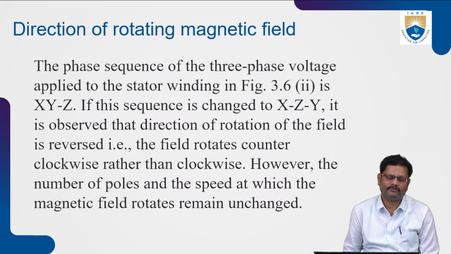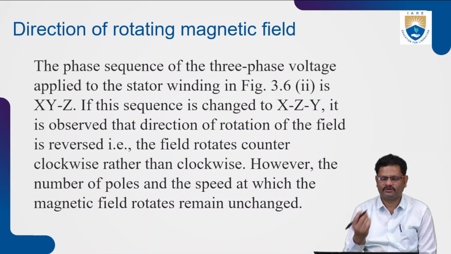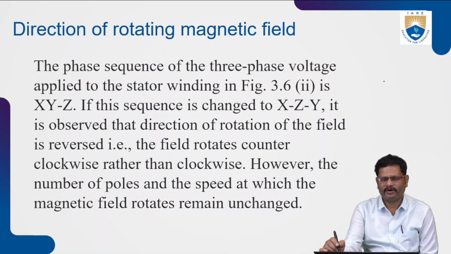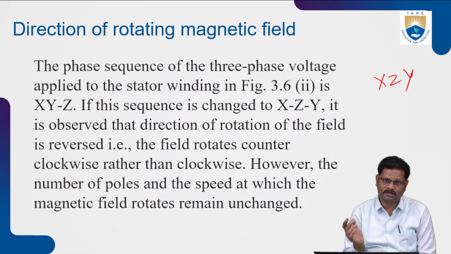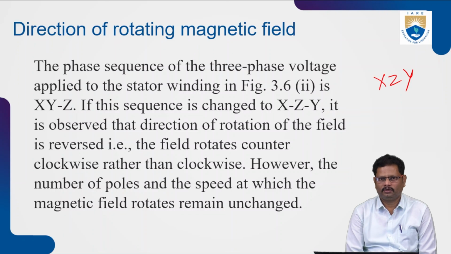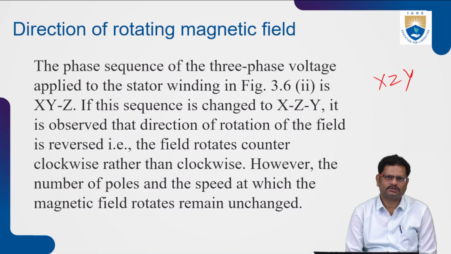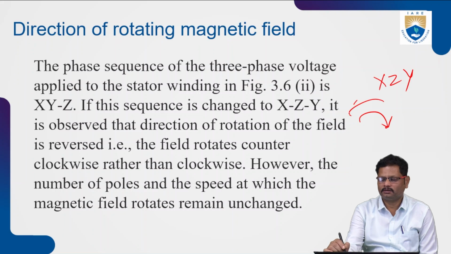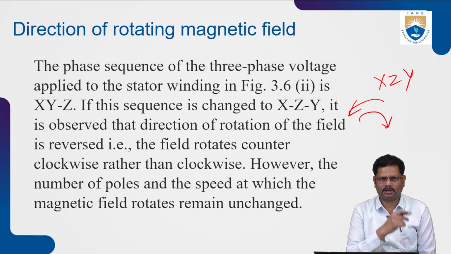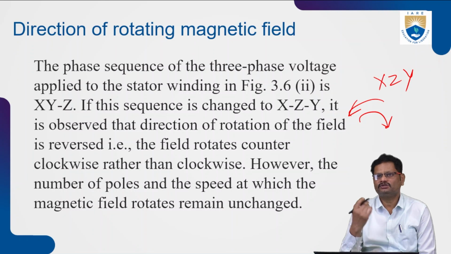And the direction of the rotating magnetic field. The phase sequence of the three-phase voltage applied to the stator winding is XYZ or RYB. If this sequence is changed to RBY or XZY, it is observed that the direction of rotation of the field is also reversed. So the field rotates in the counterclockwise direction rather than clockwise. However, the number of poles and the speed at which the magnetic field rotates remain unchanged.